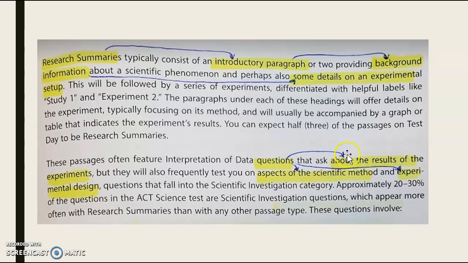Sometimes these results will ask you to look at different steps of the scientific method or the experimental design. So in order to get those questions correct, we need to know the steps of the scientific method and what they are, as well as the experimental design.